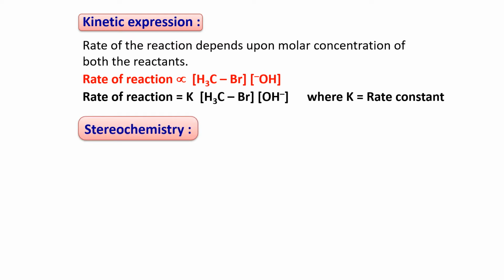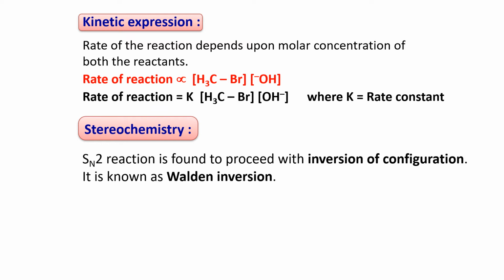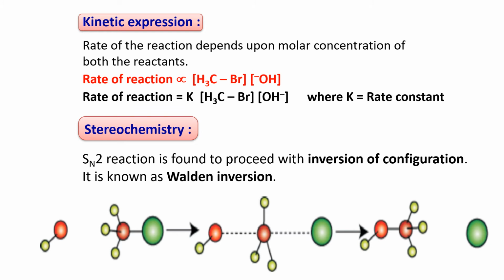When an optically active substrate undergoes SN2 mechanism, the product is found to have opposite configuration compared to that of the substrate. Thus, SN2 reaction proceeds with inversion of configuration. This is like an umbrella turning inside out in high wind rain. The backside attack of nucleophile leads to inversion of configuration. This is known as Walden inversion.